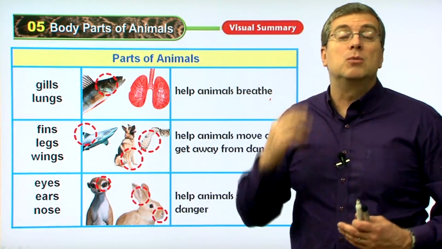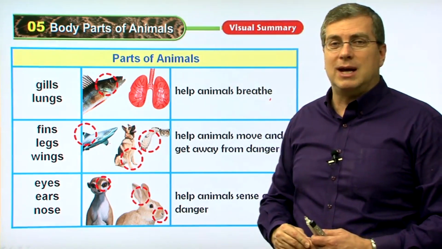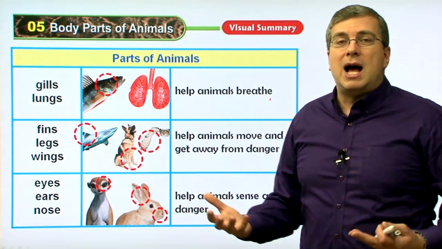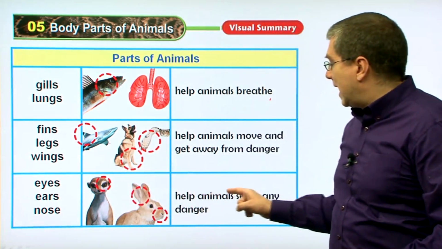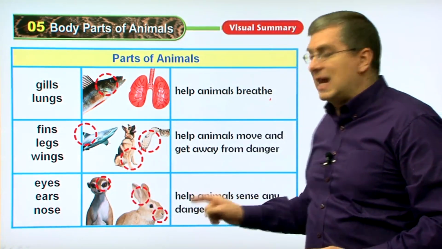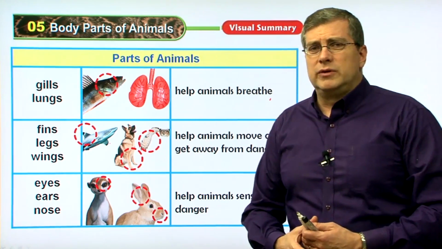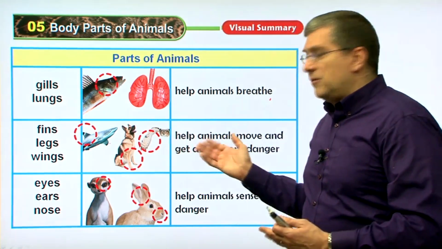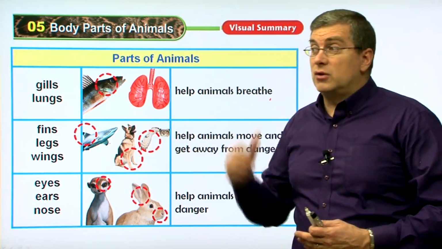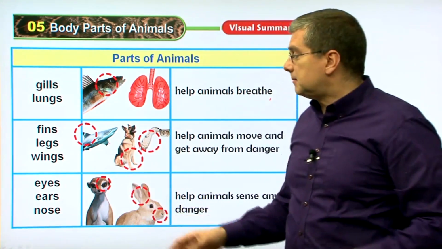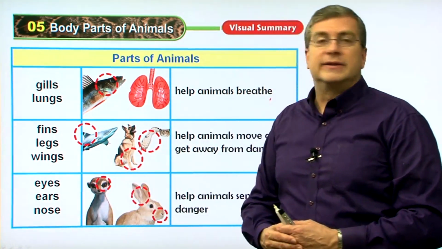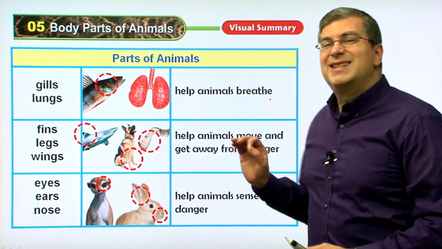He's got big eyes. Human beings have big eyes, right? We use our eyes to see. We use our eyes, ears, and nose to help animals sense any danger. Most animals, of course, like I said before, are worried about running away from another animal that's trying to eat them. So they can use these senses to sense.